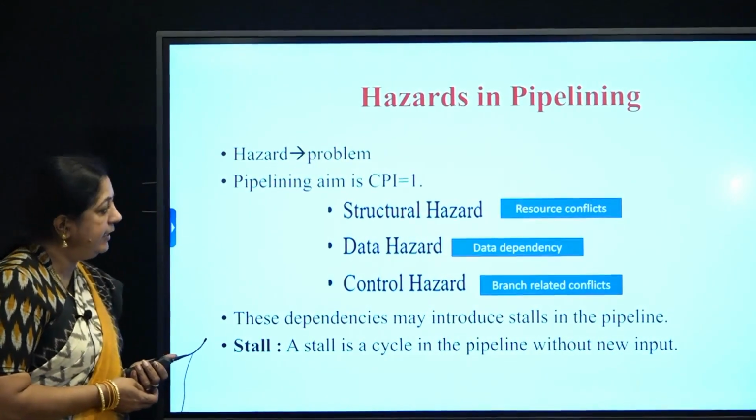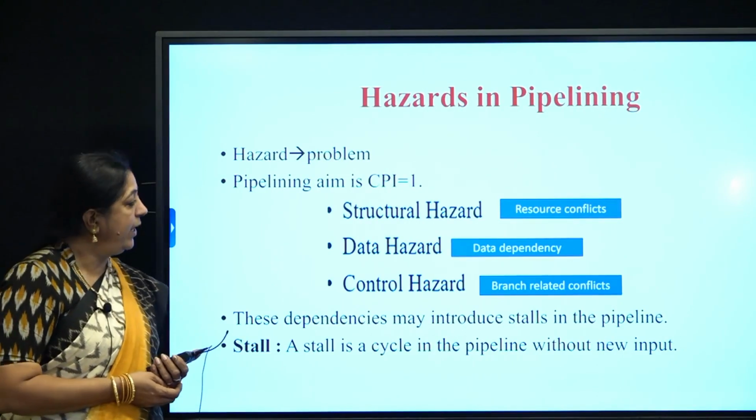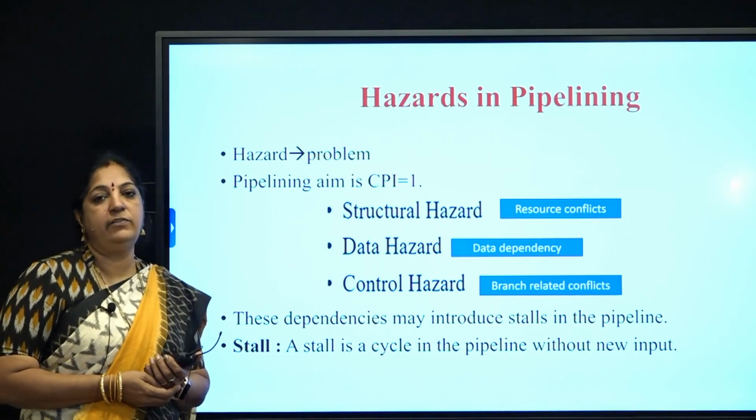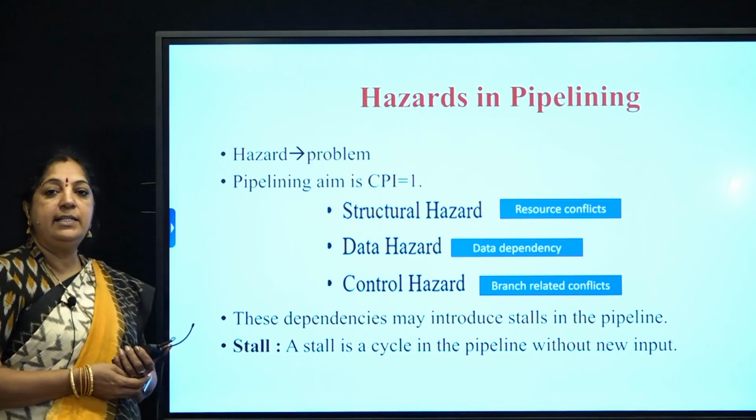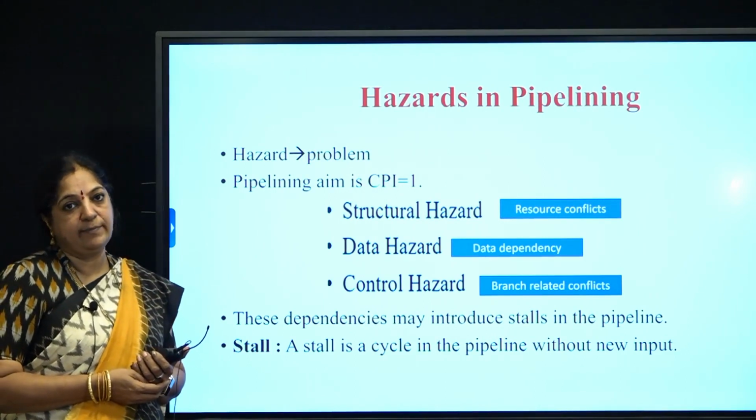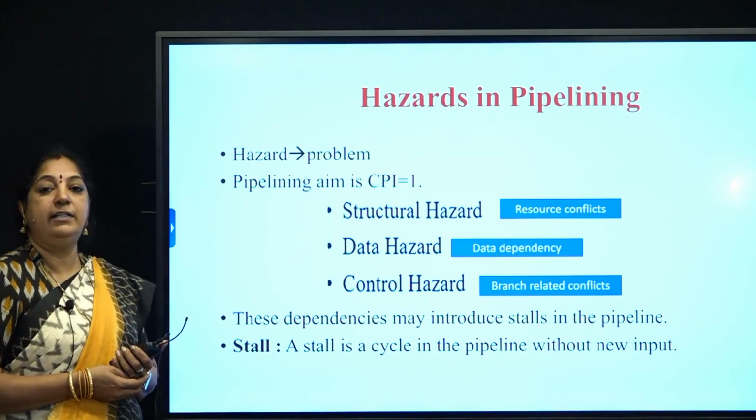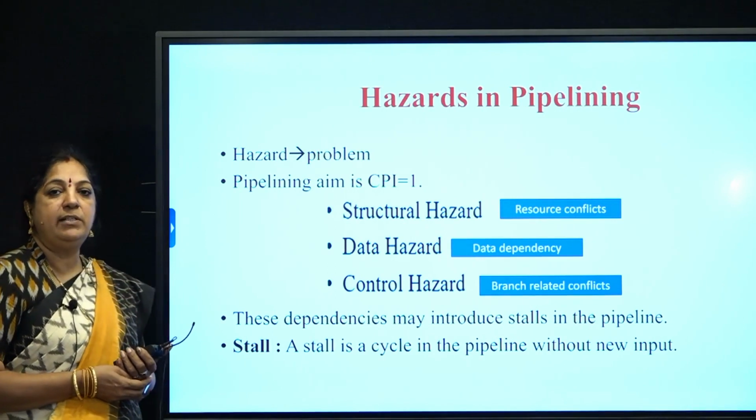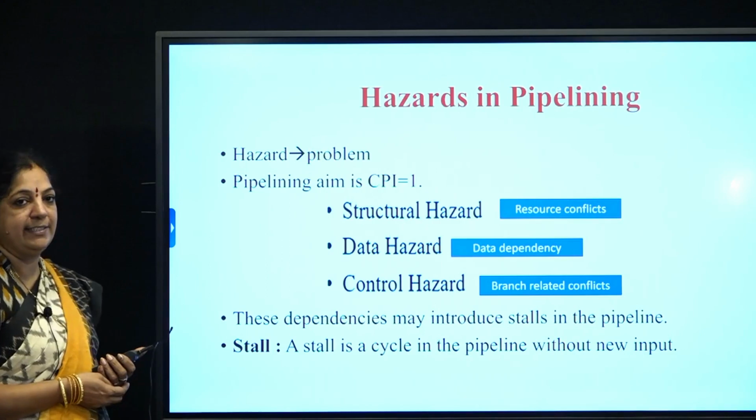So now here mainly three categories of hazards we are having. One is structural hazard, second one data hazard and third one control hazard. Structural hazard, it deals with resource conflicts. Data hazard, it deals with data dependency or data conflicts. And control hazard, it deals with branch related conflicts. So today we are going to study about all these things.